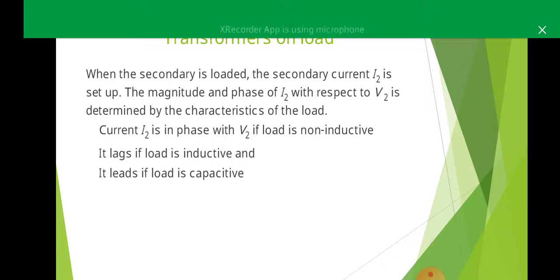We will study each of them in the upcoming lecture, and we will draw its phasor diagram with its equivalent circuit.